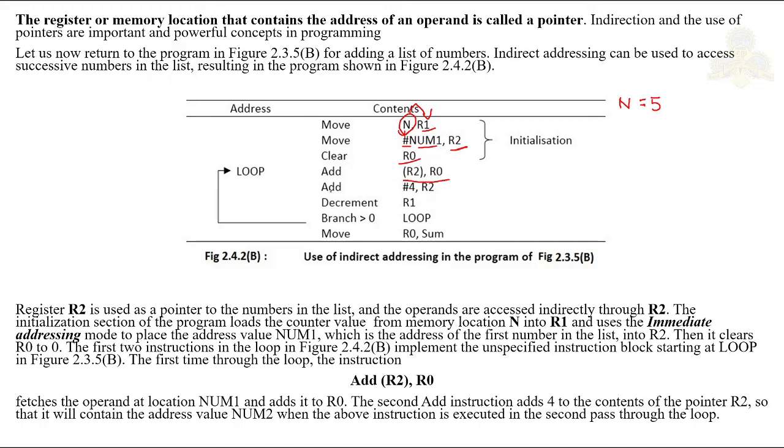Next we have add #4 comma R2. Now #4 here, your processor understands that it is an immediate addressing mode. Whenever you add 4 to the content of R2, it will point to num2. Whenever num2 is added, then again when add #4, R2 is executed, it will point to num3 and so on. Then decrement R1, branch greater than 0 loop, move R0 comma sum. We know how this will work, how the iterations work and how the 5 numbers will get added. Hope you understood this indirection and pointers.